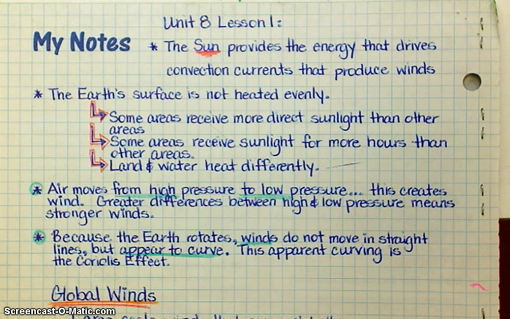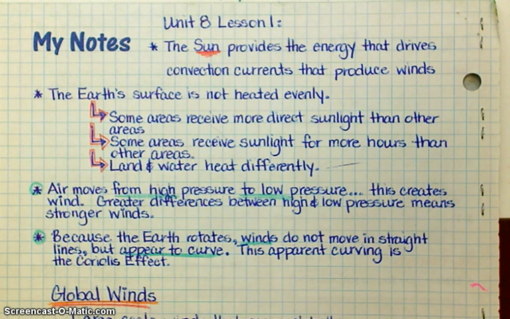All right, so get your pens, highlighters, and whatnot ready, because this is what I want you to write down. For Unit 8, Lesson 1, the sun provides the energy that drives convection currents that produce winds. The Earth's surface is not heated evenly, so some areas receive more direct sunlight than other areas. We learned about that when we did the seasons. Some areas receive sunlight for more hours than other areas. Again, we know that because we studied that when we learned about the seasons.